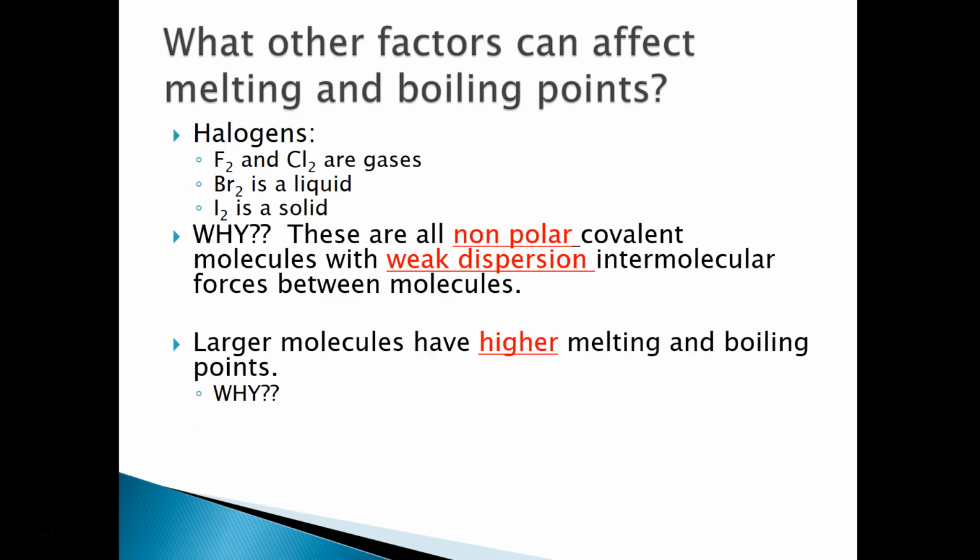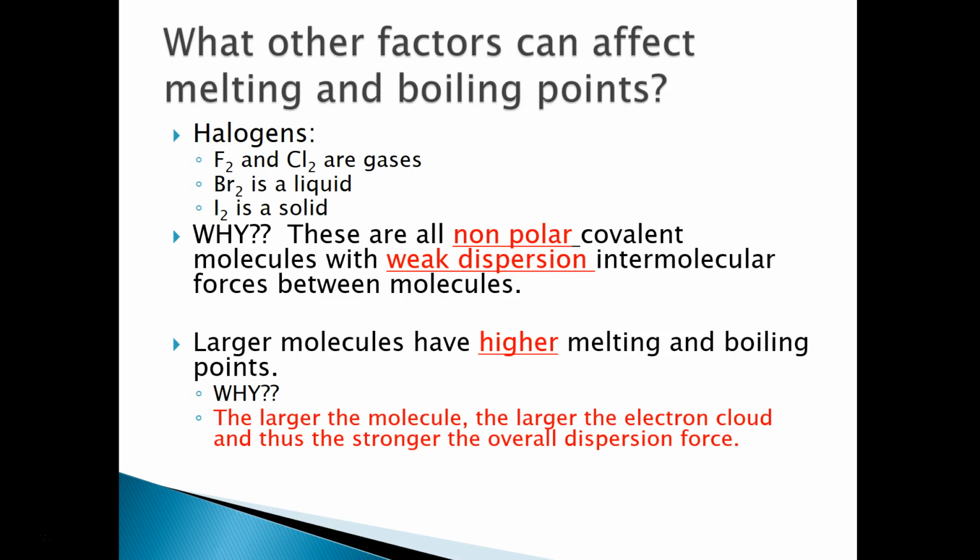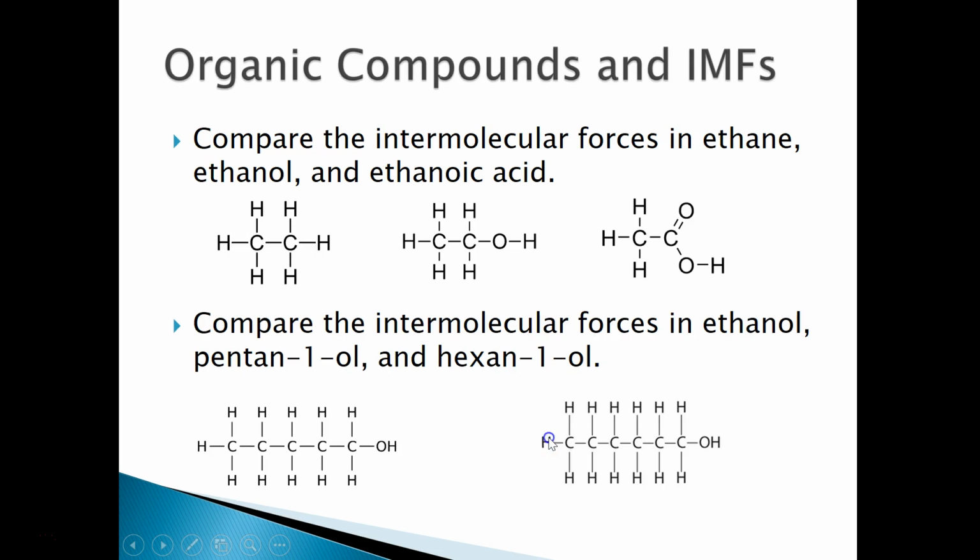But the larger molecules will have a higher melting and boiling point, and that is due to the size of the electron cloud. Now the larger molecules will have a larger electron cloud, they just have more electrons. So there's more electrons zipping around creating those temporary dipole moments. Right? So the larger the electron cloud, the stronger the overall dispersion force will be, and so that is why iodine is a solid, whereas fluorine is a gas.